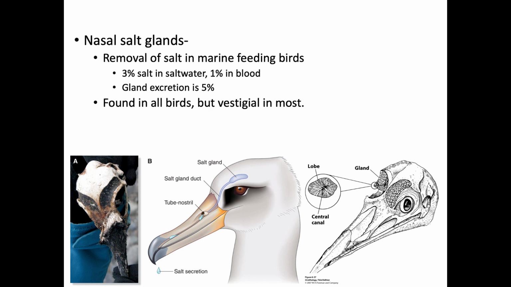And sometimes if you see a gull on the beach, you will see them with fluid coming out of their nostril. Well, this is excretions from the salt gland. Some people mistakenly think that the bird is sick, but no, this is just a normal function for them, getting rid of that excess salt.